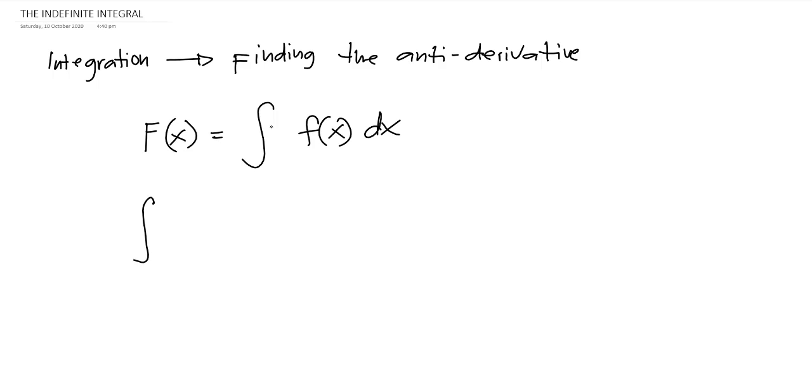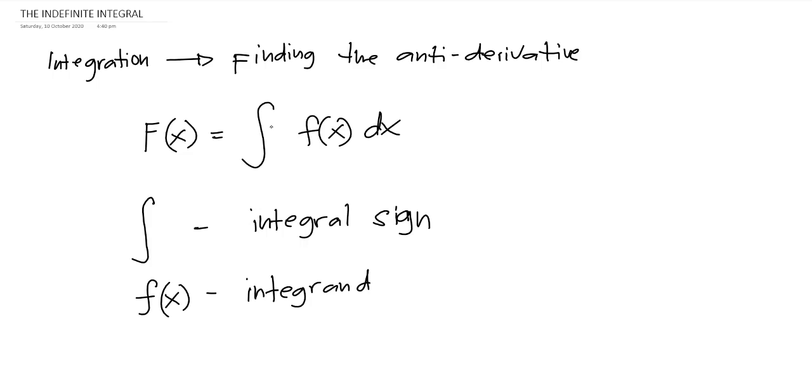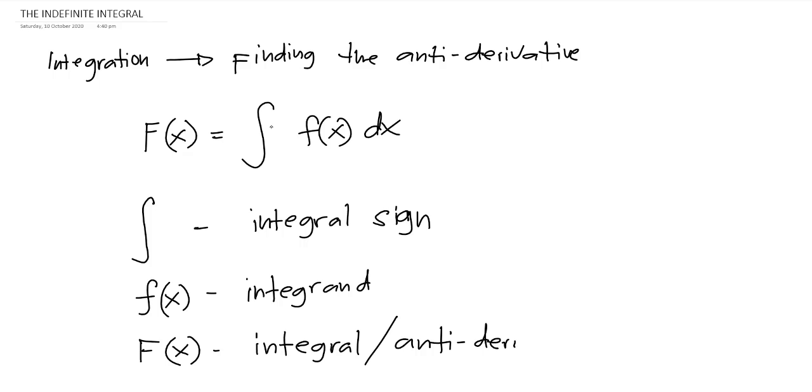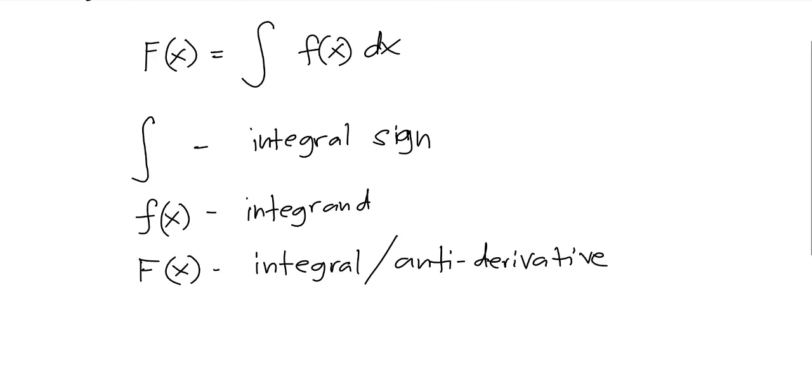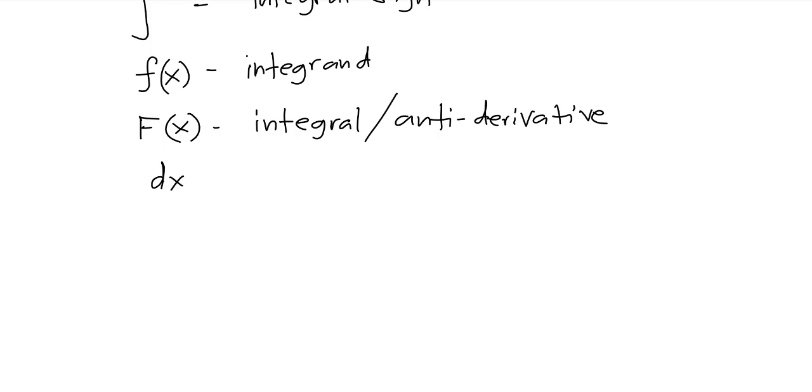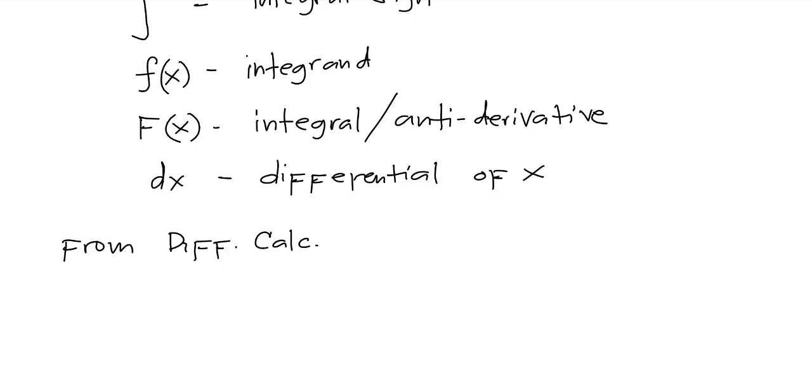You can say that this is the integral sign. The small f of x is our integrand. Capital F of x is our integral or the antiderivative. And we have your dx, which is the differential of x.